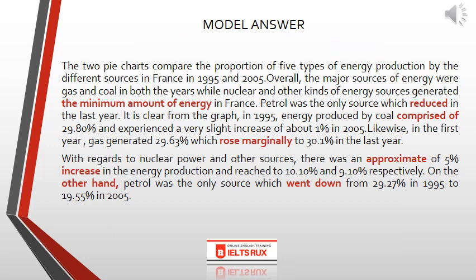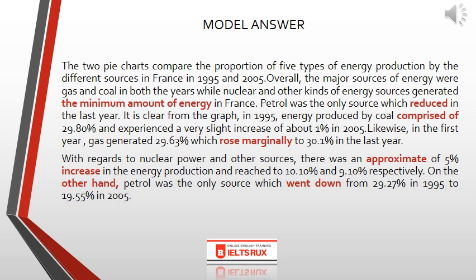So here is the model answer, students. The red shaded text is the vocabulary and phrases which you can use in your answer. The two pie charts compare the proportion of 5 types of energy production by different sources in France in 1995 and 2005. Overall, the major sources of energy were gas and coal in both years, while nuclear and other kinds of energy sources generated the minimum amount of energy. Here you are telling the minimum amount. Petrol was the only source which reduced in the last year.